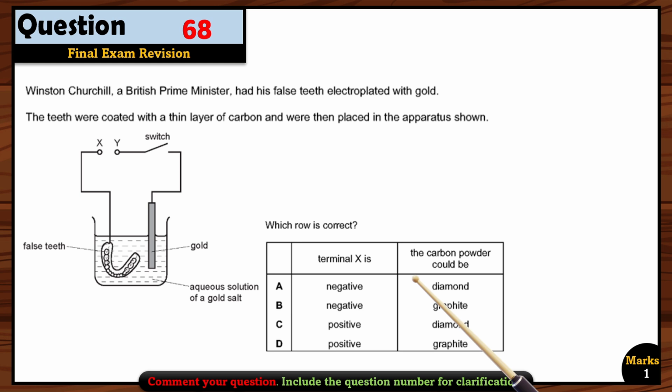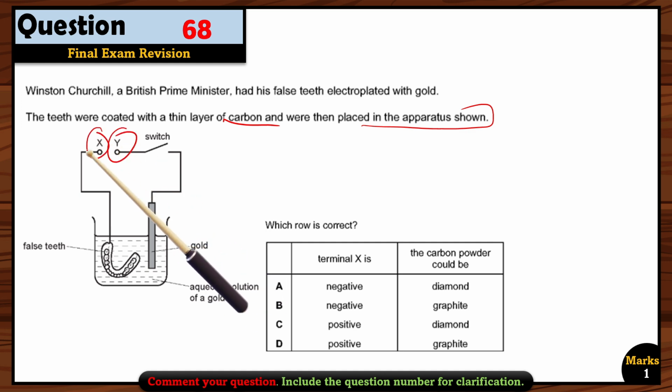Question 68. Winston Churchill, a British Prime Minister, had his false teeth electroplated with the gold. The teeth were coated with a thin layer of the carbon and were then placed in the apparatus shown here. Okay. So which row is correct now? This is your terminal X and this is your terminal Y. So we don't know which one is cathode, which one is anode. But this will decide now.